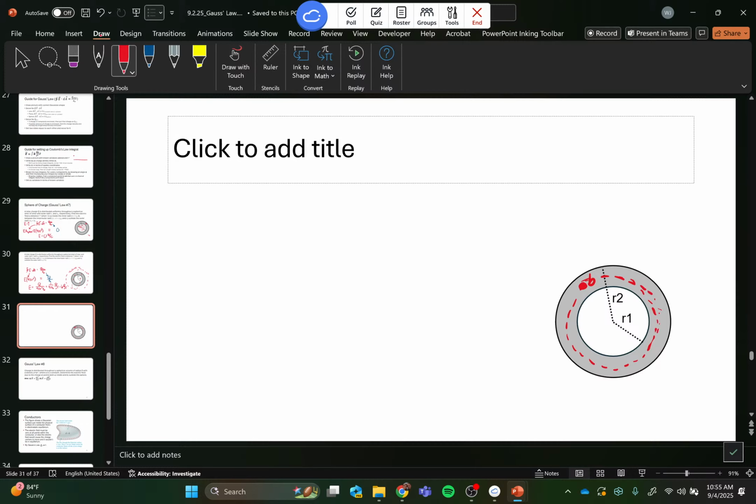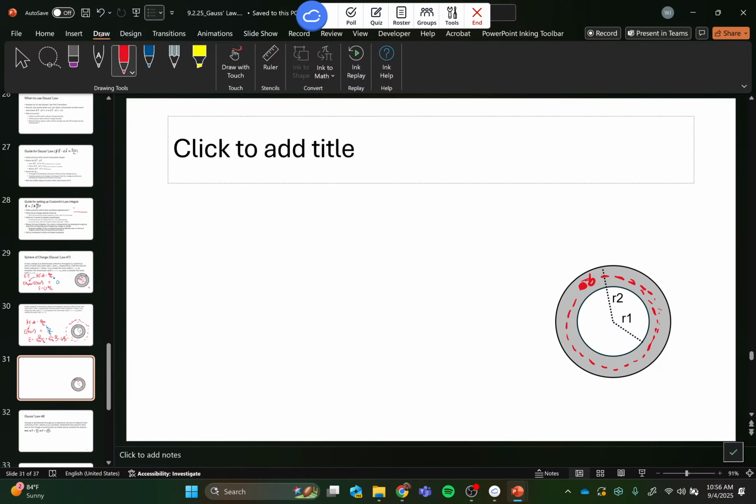Now, here's the challenge. This is in between the two situations. When we were inside, we had nothing. When we were outside, we had all of it. We are somewhere in between. We do not have nothing, and we do not have all of it. We have somewhere in between. And this is where I told you all the trick in the slide up here.